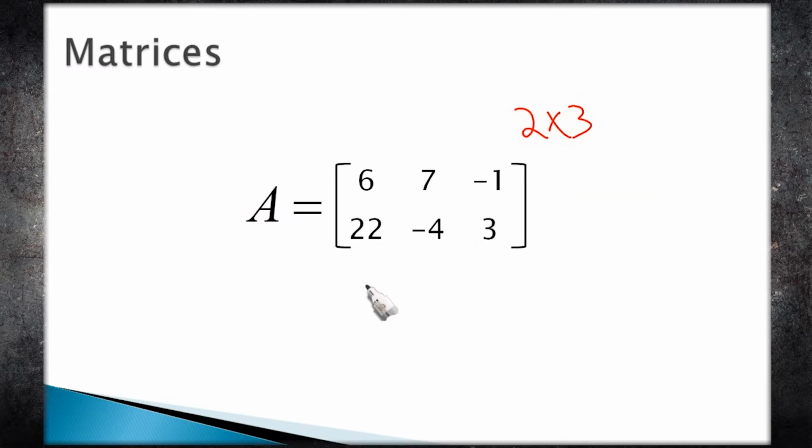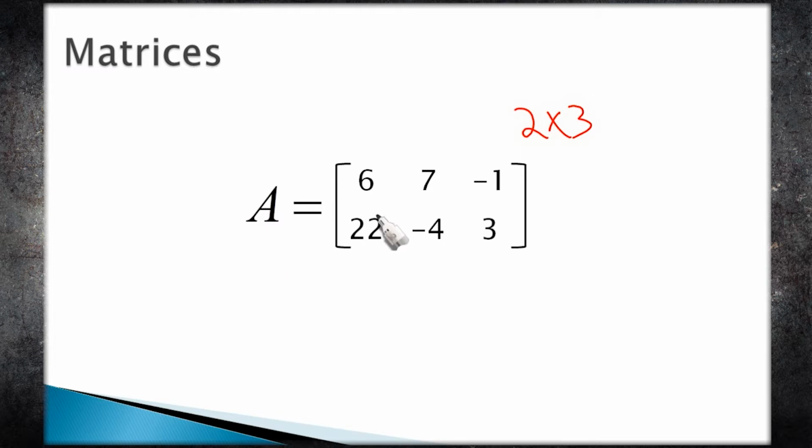Now, I want you to notice over here for this matrix, we've identified it with the letter A. When you're working with matrices, the matrix itself is commonly identified with a capital letter. In this case, we're using A. But if you were working with several matrices, then the second matrix could be identified with a capital B, the third one with a capital C, and so on.